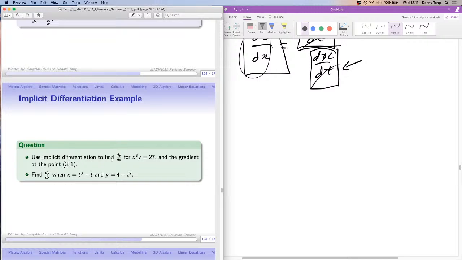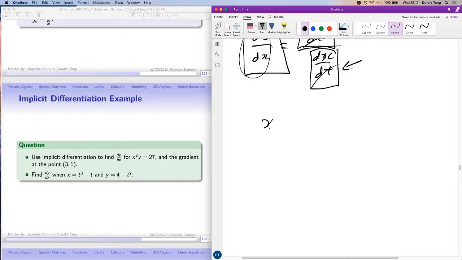Use implicit differentiation to find dy on dx for x cubed y equals 27, and the gradient at the point (3, 1). So this one trips a lot of people up when they're first learning how to do implicit differentiation, because the x and y aren't separated, right? They're combined. And what you have to do is use the product rule and treat this as a different function.